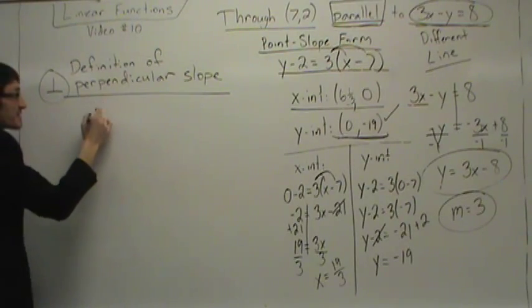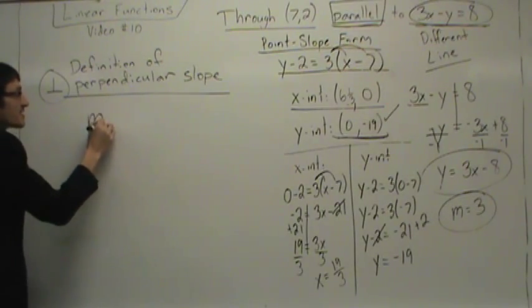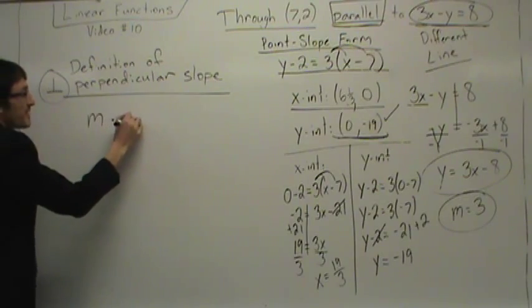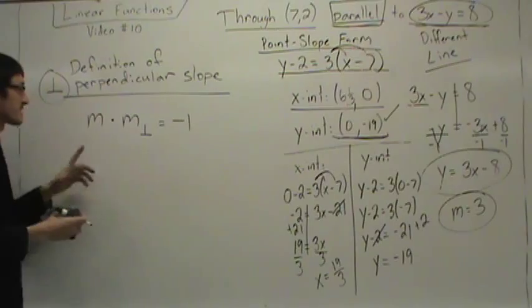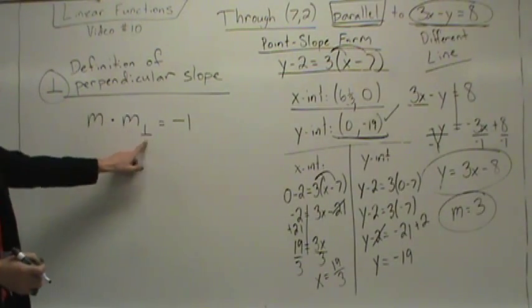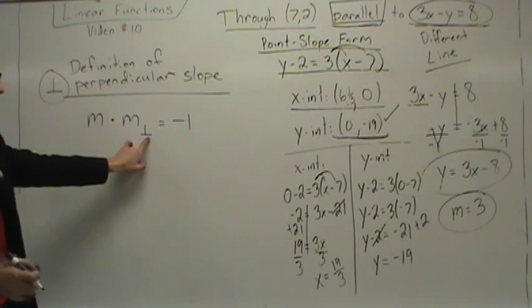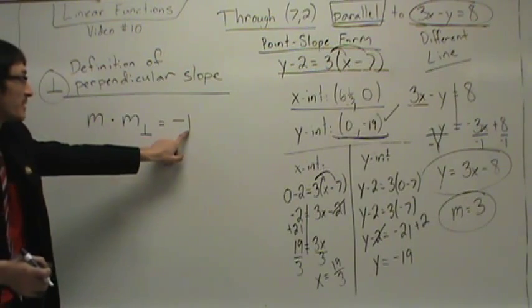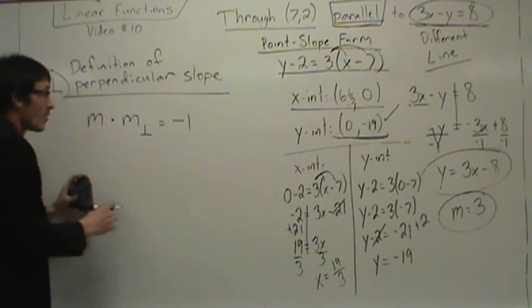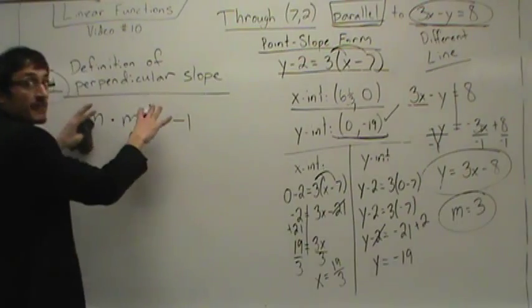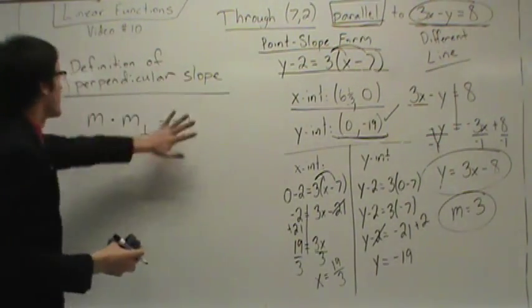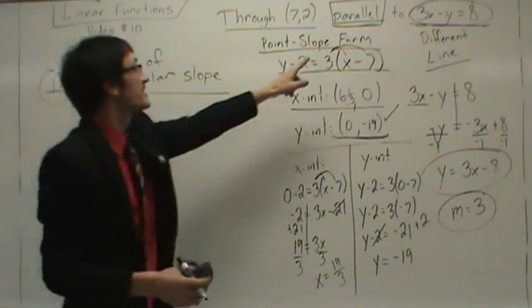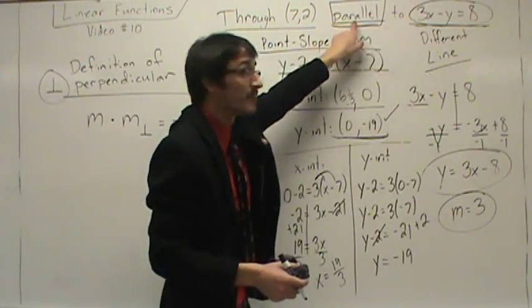We're going to write the definition of perpendicular slope: a slope multiplied by the perpendicular slope is equal to negative 1. We read this as a slope multiplied by the perpendicular slope. Notice the symbol for perpendicular is equal to negative 1. Now, we will talk about this in a different lesson. When you guys get back next week, we will talk about this. But for now, tonight, you guys will just do parallel.